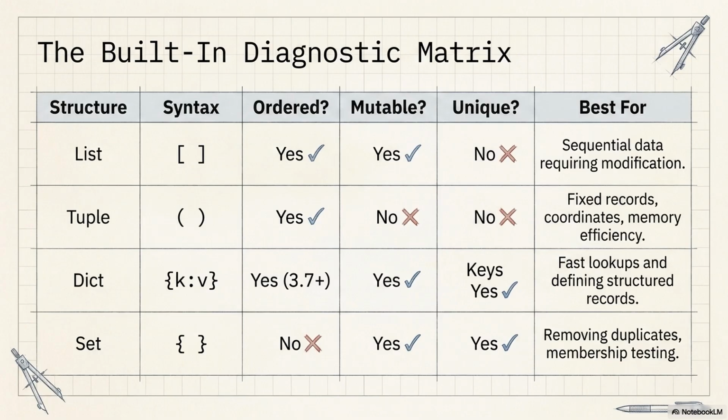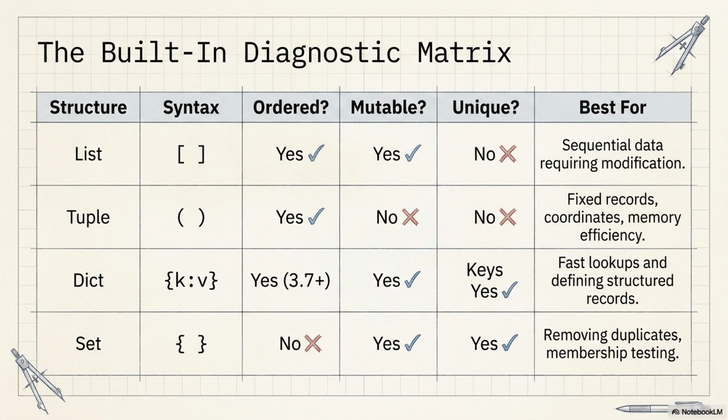If the program keeps asking, "Have I seen this before?" or "What overlaps between these two groups?" then a set usually expresses the intent better than a list. You could do the work with a list, but the code would be less direct and often slower.